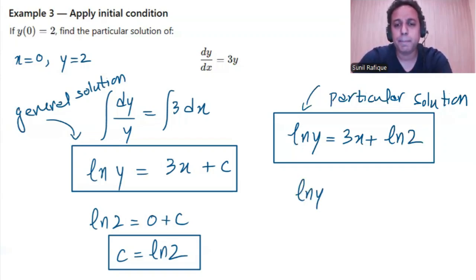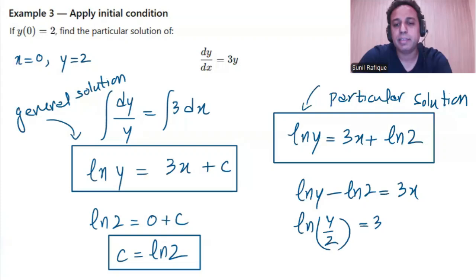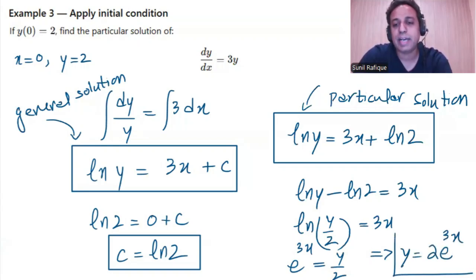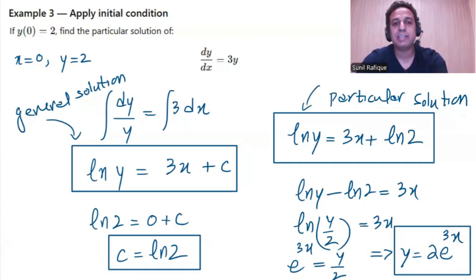So ln y minus ln 2 equals 3x. You know that when logs are subtracted they become a quotient, right? So you can write it like this. And finally, e to the power 3x will be y over 2. And this implies that y will be 2e^(3x). So this was actually the curve, which was sort of written as that differential equation. This is the particular solution, y in terms of x, right?